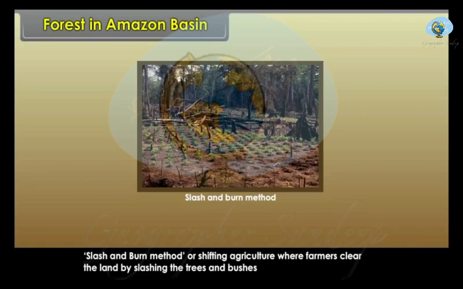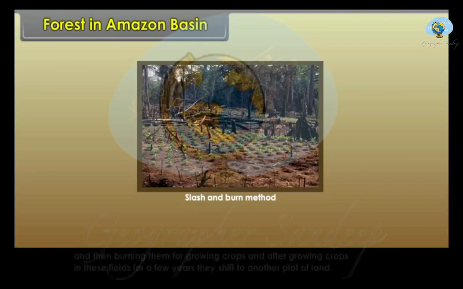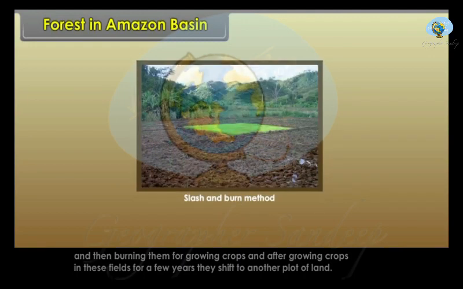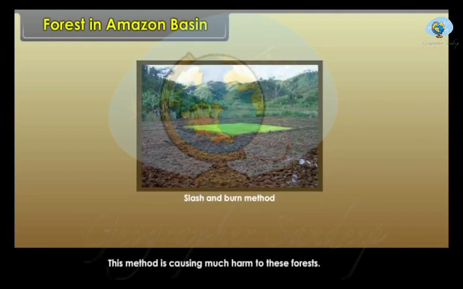Slash and burn method or shifting agriculture, is where farmers clear the land by slashing the trees and bushes and then burning them for growing crops. And after growing crops in these fields for a few years, they shift to another plot of land. This method is causing much harm to these forests.